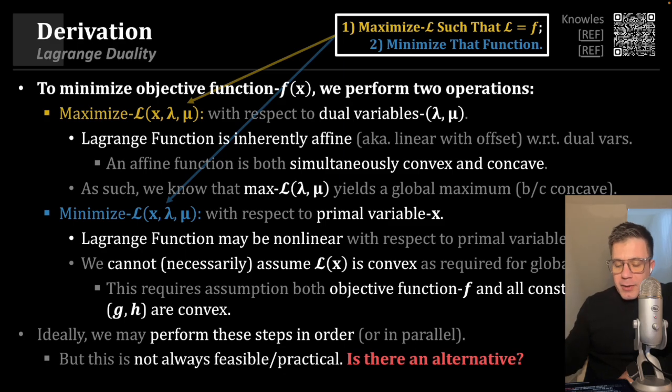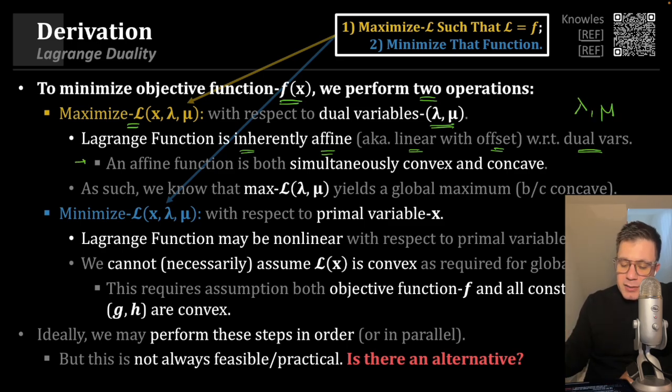All right, so to reiterate for a second, to minimize our objective function x, we need to perform two different operations. We need to maximize our Lagrange function with respect to mu and lambda. The Lagrange function is inherently affine, or affine is simply just a linear function with some offset. It's affine with respect to the dual variables, or the Lagrange multipliers, lambda and mu.